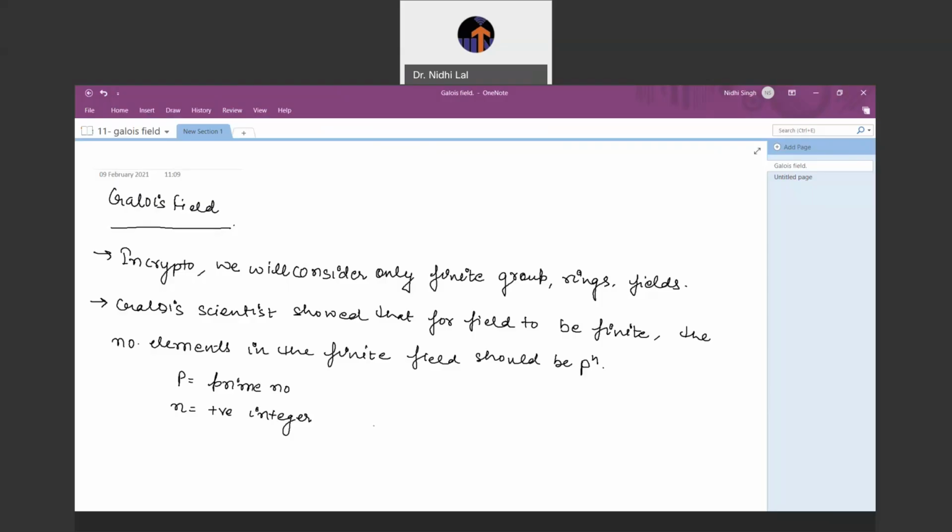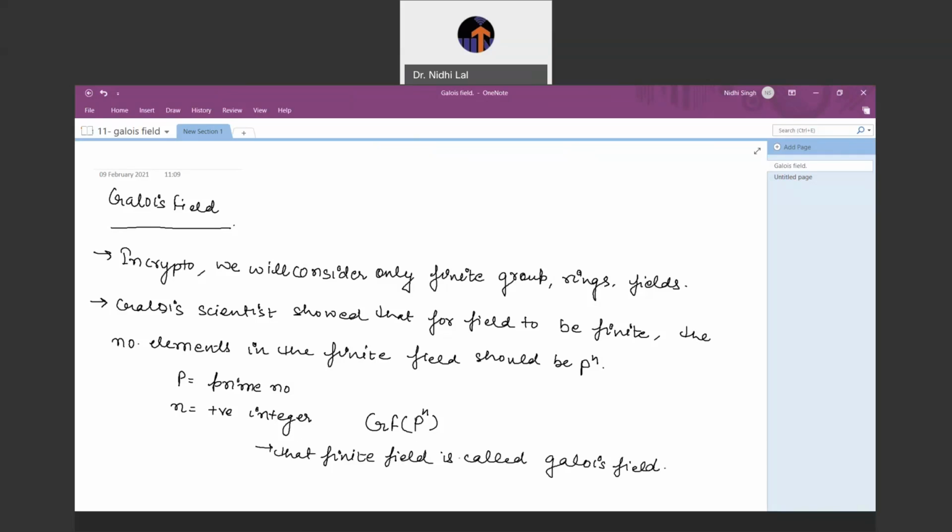So how do we represent our Galois field? Galois G and field F, and in the brackets, because it denotes the number of elements, my number of elements should be p to the power n. This is the representation of the Galois field. So that finite field is called the Galois field, and it is denoted by GF p to the power n.